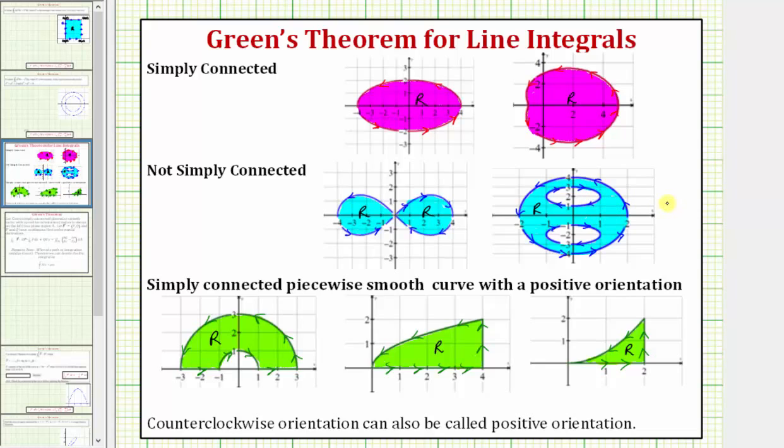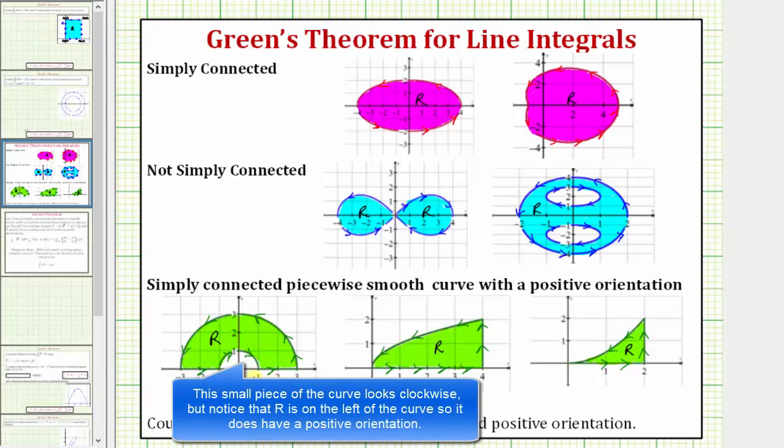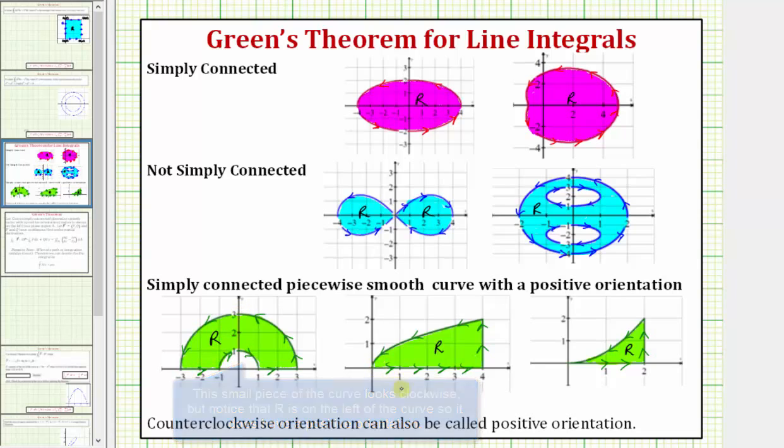But the specific wording of Green's theorem states that the curve C must be a simply connected, piecewise smooth curve with a positive orientation, and here are three examples. Each of these curves are simply connected, piecewise smooth, and have a positive orientation. Notice how in this example, the curve C is made up of four pieces, which make it piecewise smooth, and we can also see it's connected and encloses the region R. Here the curve C is made up of three curves to make it piecewise smooth, and again we can see it's connected and encloses the region R.